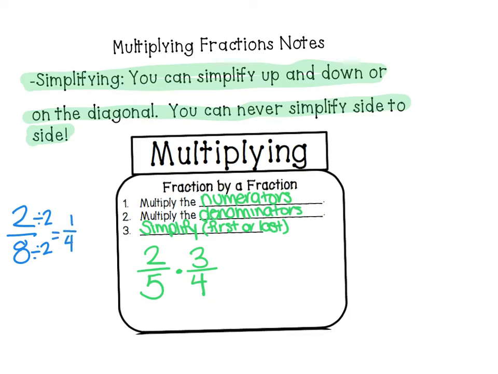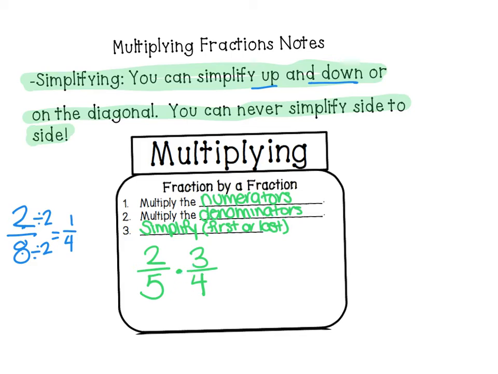So that's what I mean by simplifying up and down. I'm simplifying a number that's right on top of another number. Okay. The other place when I multiply is I can simplify on the diagonal. So if I look at this example that I gave you, 2/5 and 3/4 are both in simplest form already, so those cannot be simplified up and down.